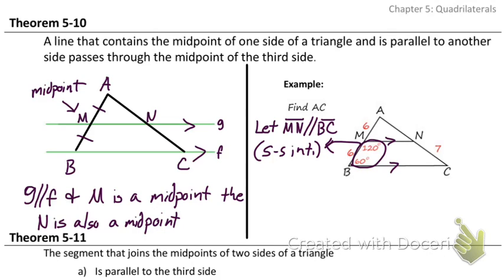Is M a midpoint? Yes. Yeah, M is a midpoint. It's 6 and 6. So if M is a midpoint, is N also a midpoint? Does it meet our criteria? Are the two lines parallel? Yep. Is one of them a midpoint? So then the other one must be a midpoint. So AC is going to equal what? Yes. 14. So AC equals AN plus NC, which equals 7 plus 7, which does equal 14.